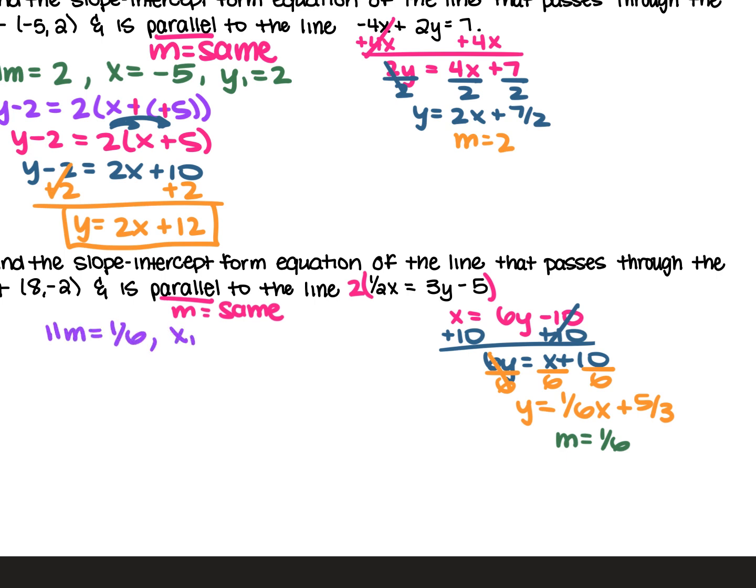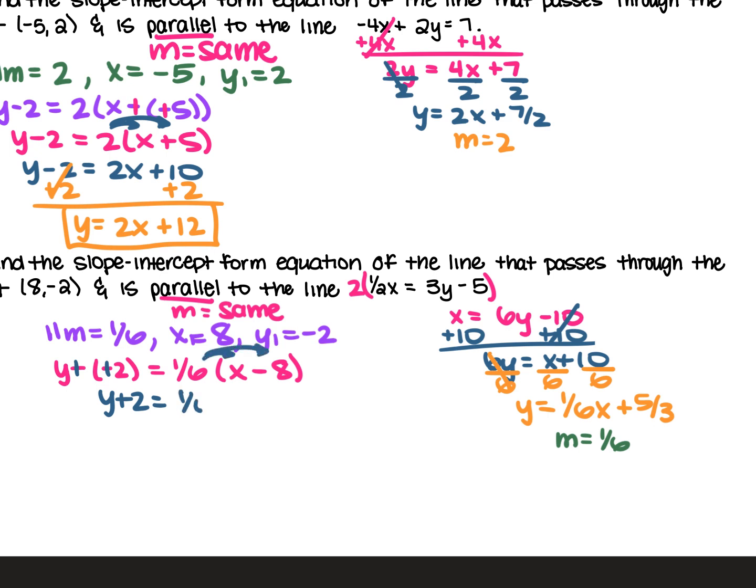Our x1 is 8, and the y1 is -2. So plugging those three things into your point-slope form, you're going to have y minus -2 is equal to 1/6 times (x - 8). Simplify the double negatives with the y minus -2 to be y + 2. Distribute the 1/6 into your parentheses to get 1/6 x minus 8/6, which is 4/3.